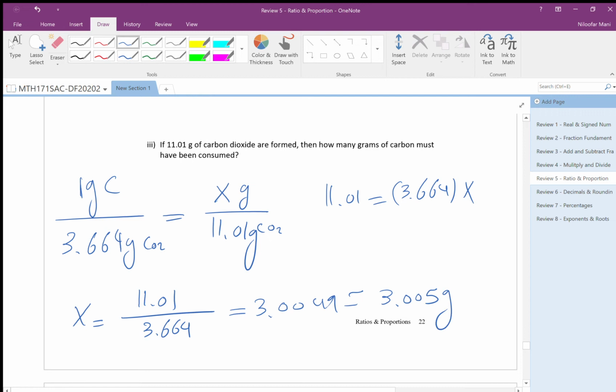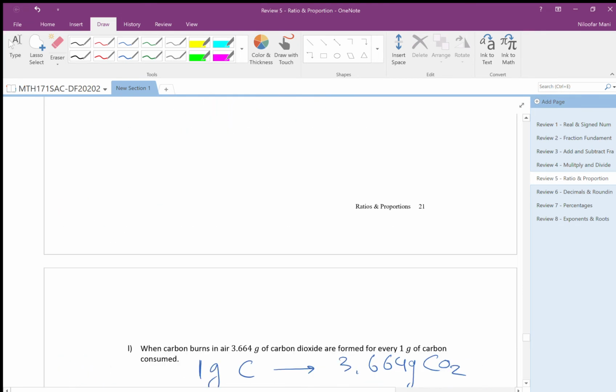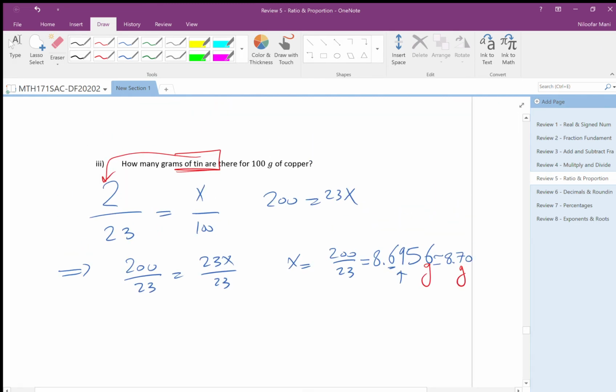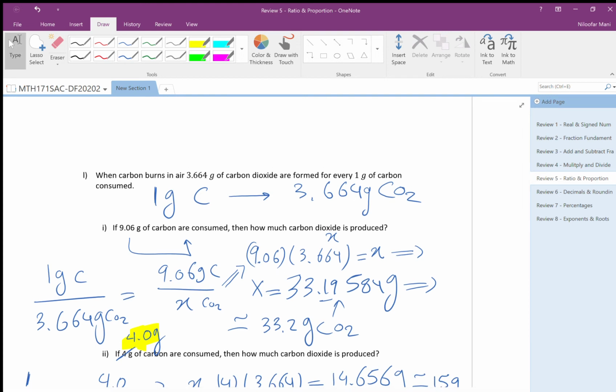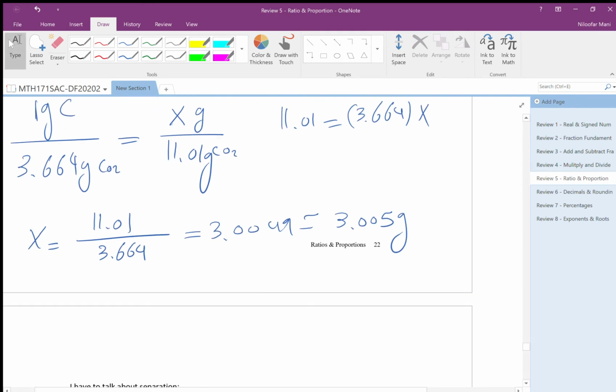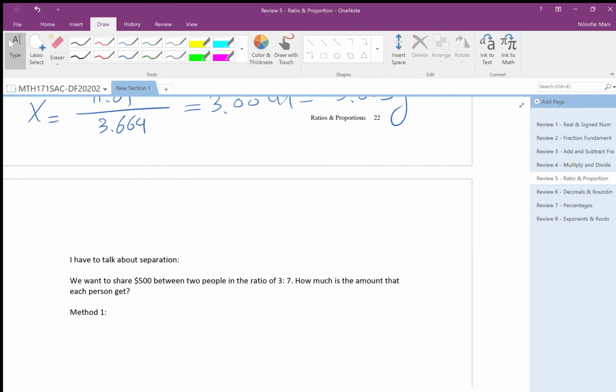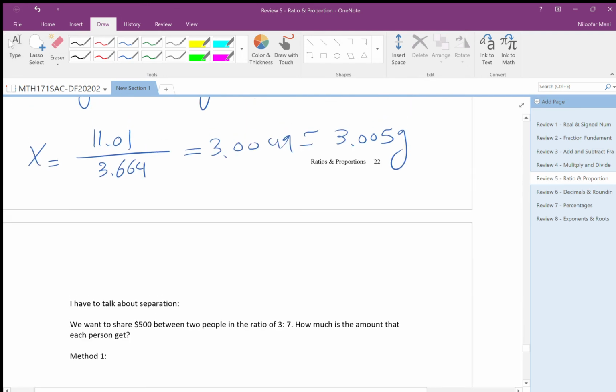Because here I have 4 significant digits. But still, I need to really talk about rounding here. Let me see the question. So here is 1 gram. I'm not sure how many significant digits that 1 gram has. So for that rounding part, you just have to watch what I say about rounding, how many digits you round, okay?